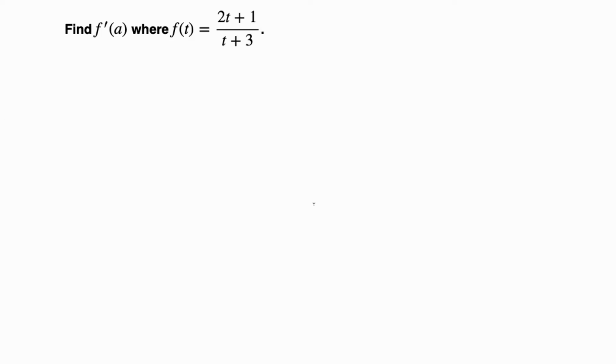Find f prime a where f is given by (2t + 1)/(t + 3). So the question is asking us to find the derivative of this function at t equals a. So for the derivative, we've got two formulas.